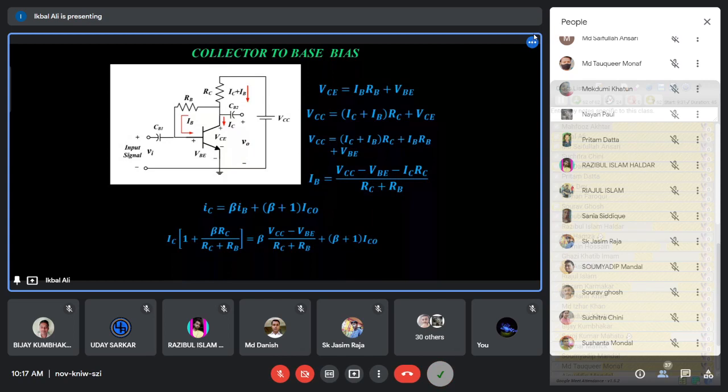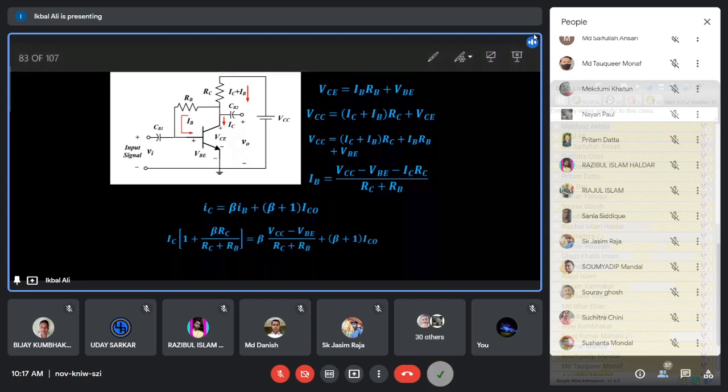We have to calculate three stability factors. One is SICO. That means we have to differentiate this equation with respect to ICO, considering beta and VBE as constants. Then we will get del IC by del ICO. That will give you the stability factor with respect to ICO.